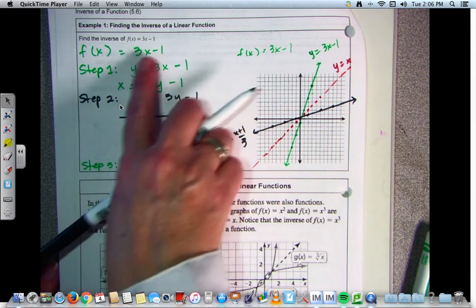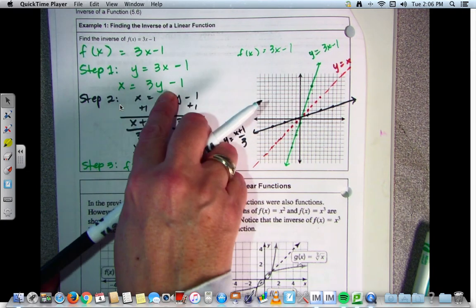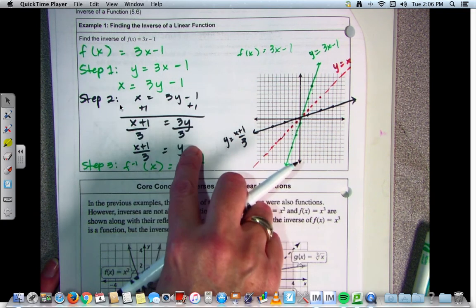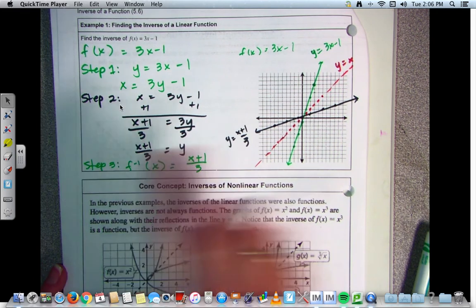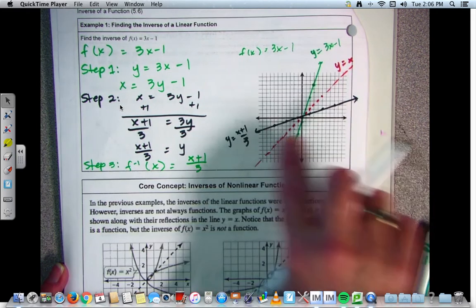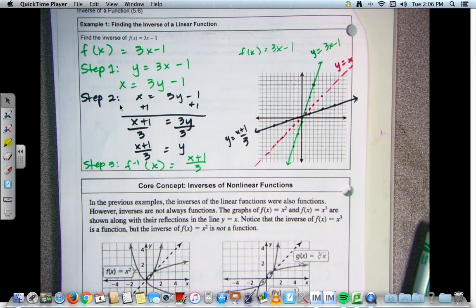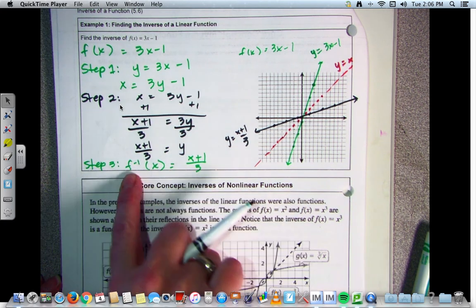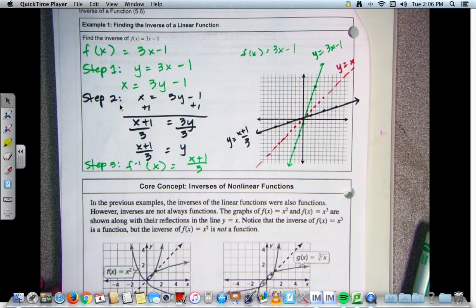So we substituted the f of x with y. We flip-flopped the x and the y. We solved for y, and then wrote it with the function notation. We graphed the original, the inverse, and now we've taken a peek at whether or not it is truly a reflection over the y equals x. And it does appear that it's the reflection. So x plus 1 over 3 is an inverse of 3x minus 1.